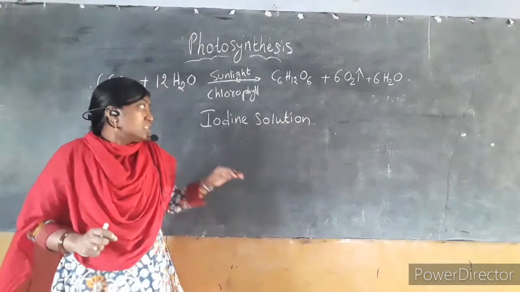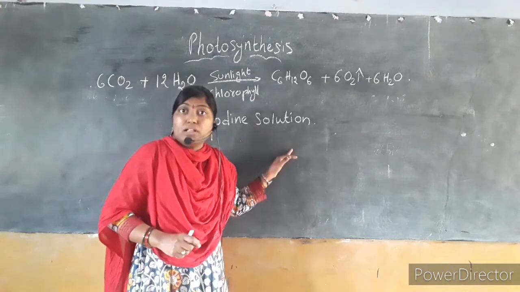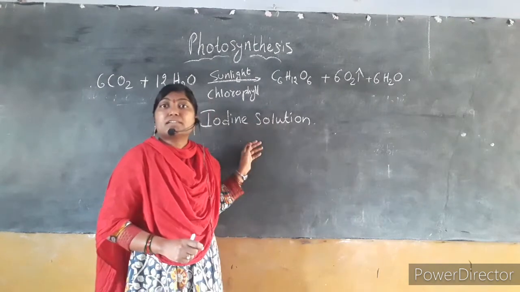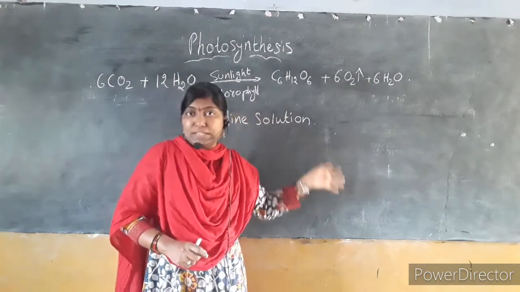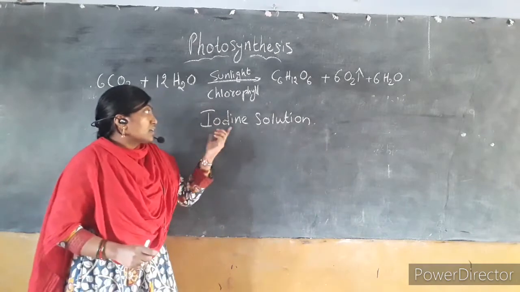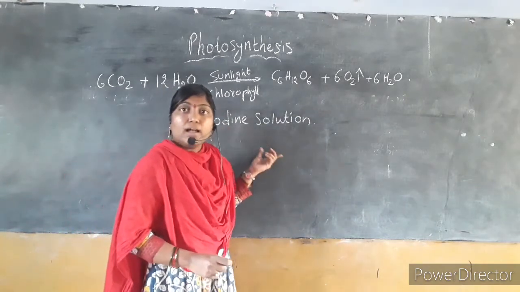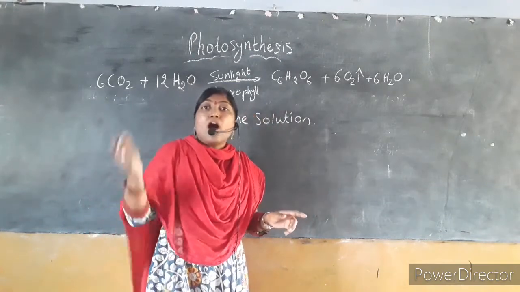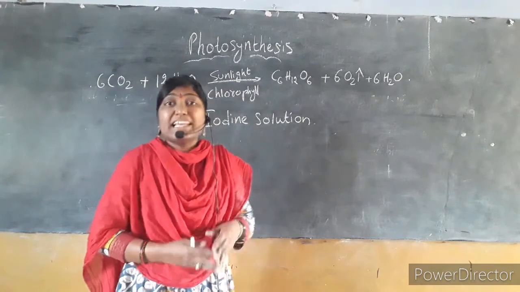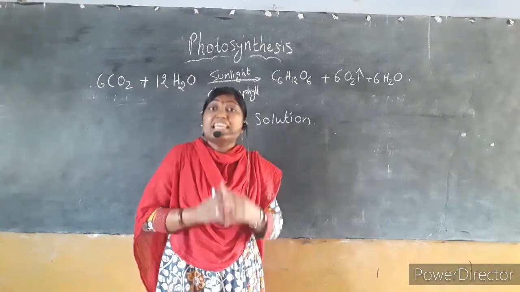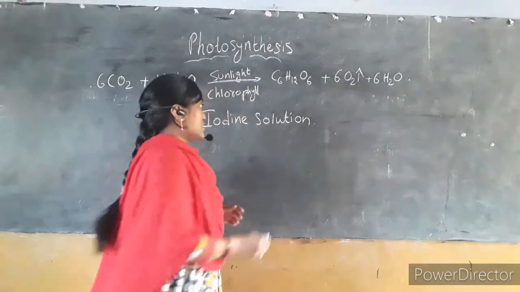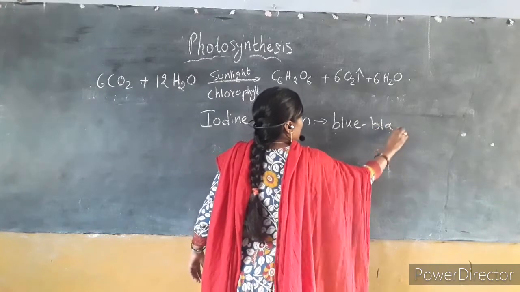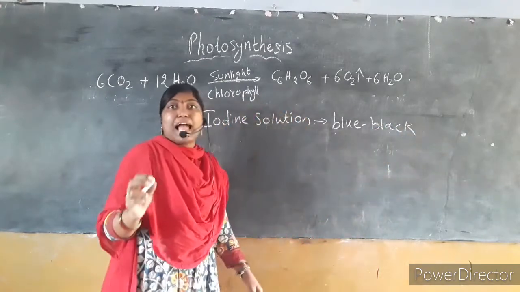The iodine solution is mainly useful to test the presence of starch in leaves, isn't it? So for the confirmation test, we require the iodine solution. And as I said in the last experiment, after adding the iodine solution, if the leaf contains starch, it changes into which color? It changes into bluish black in color.